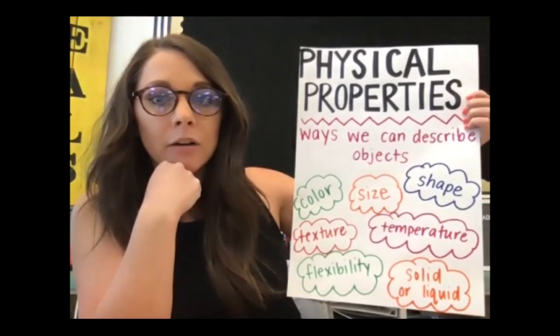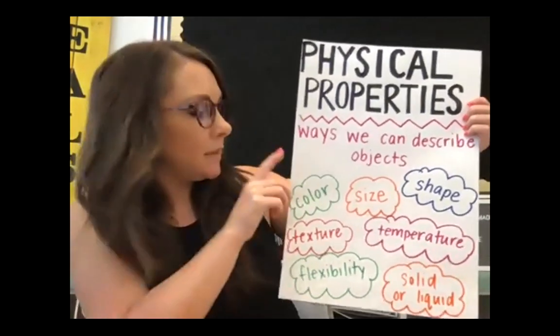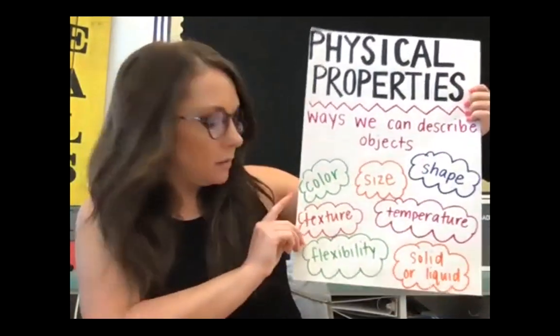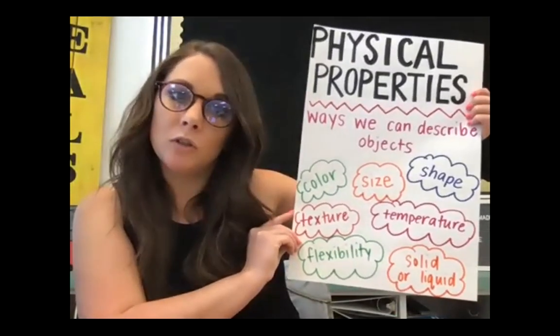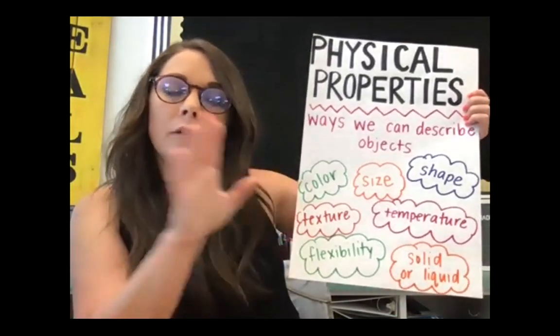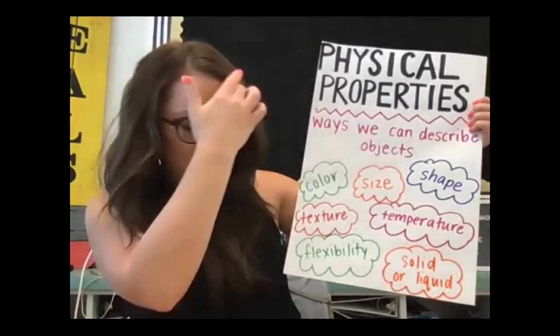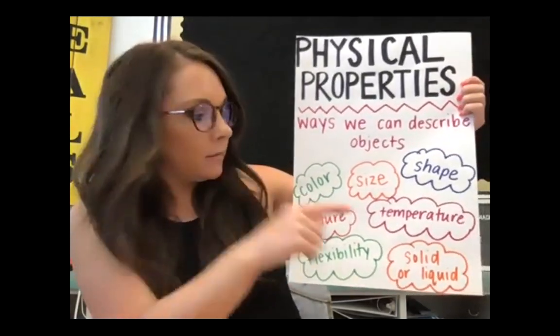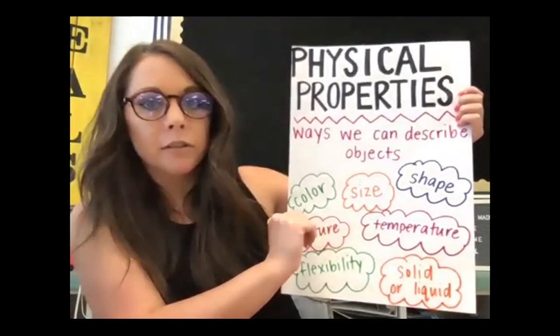So in kindergarten, first and second grade, you talked about some properties like color, size, shape. You talked about how things felt, which is called their texture. All of those are ways we can describe objects. Today, in third grade, we're going to be talking about a property called temperature.